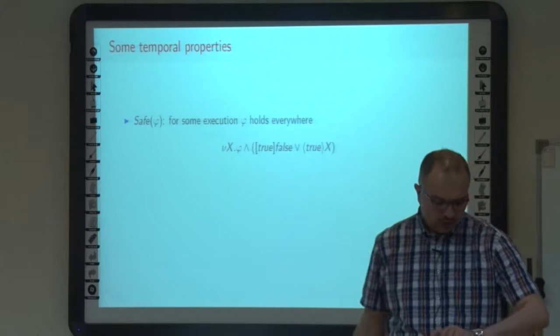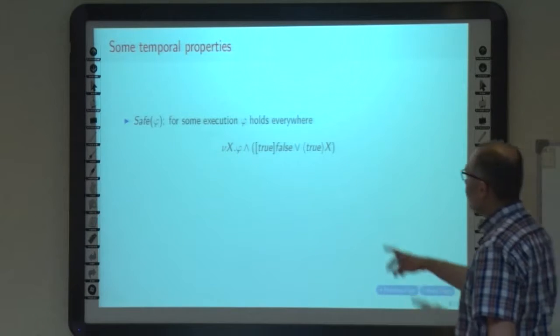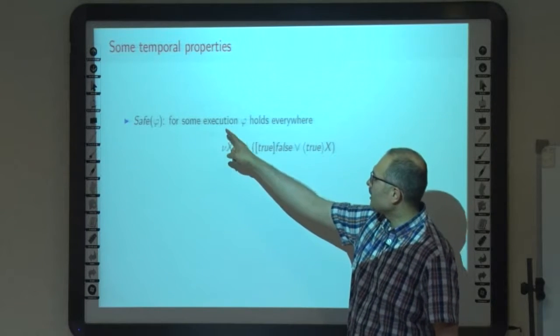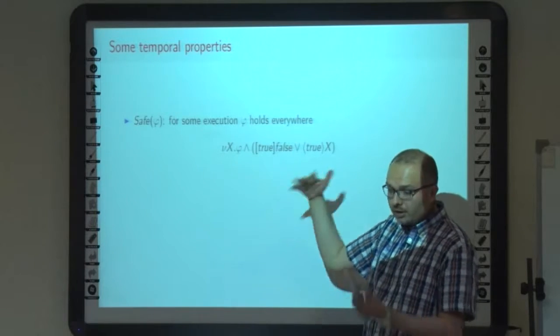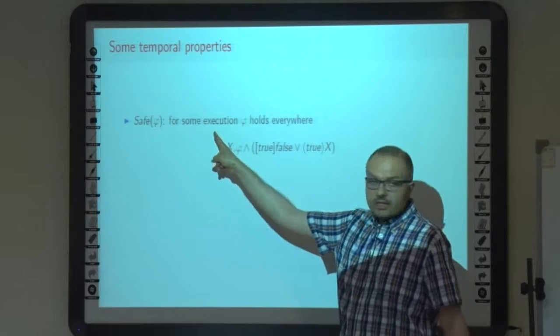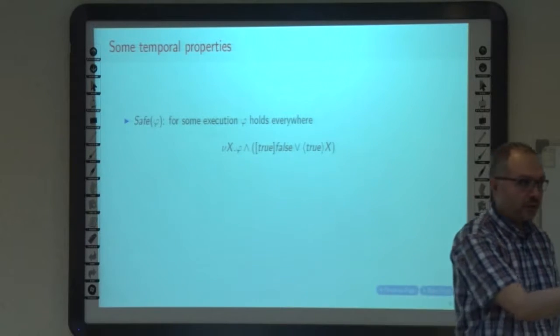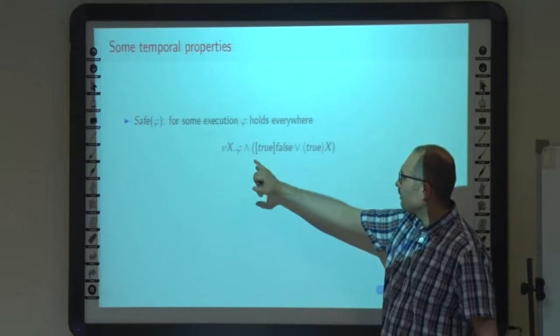Okay, so two patterns that I want to tell you about, and then I'll stop here. One is safety. So if you want to specify a safety formula, saying that for some execution, phi holds everywhere. There is a dual which says for all executions. I can write it down on the board for you. For some execution, so there is at least one path in your execution, right? So it corresponds to the CTL that starts with E, right? For some execution, phi holds everywhere.